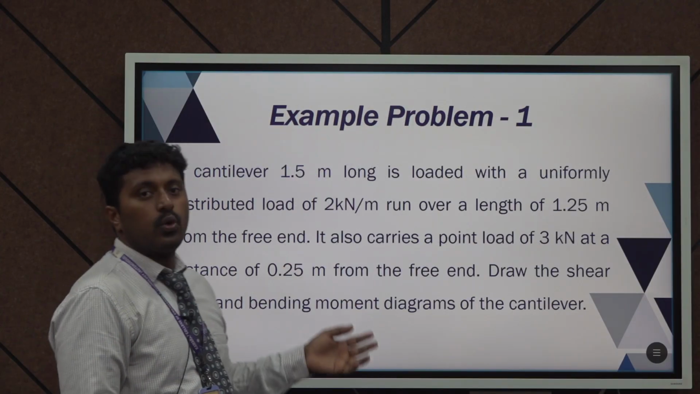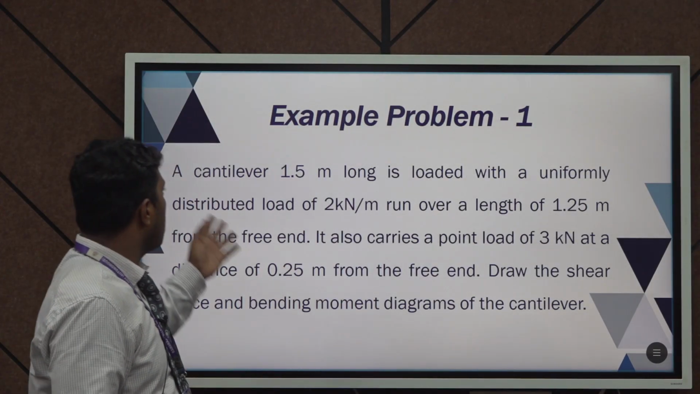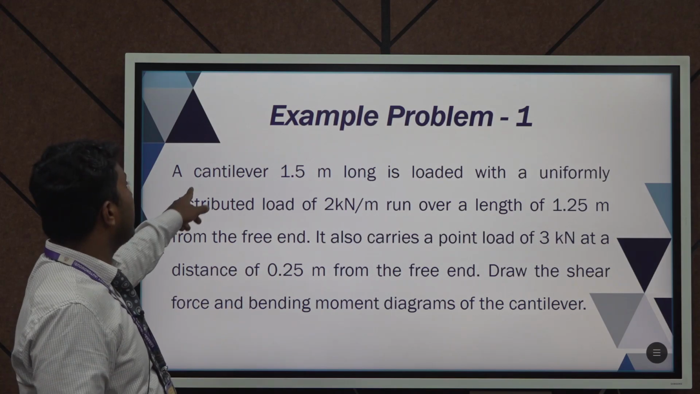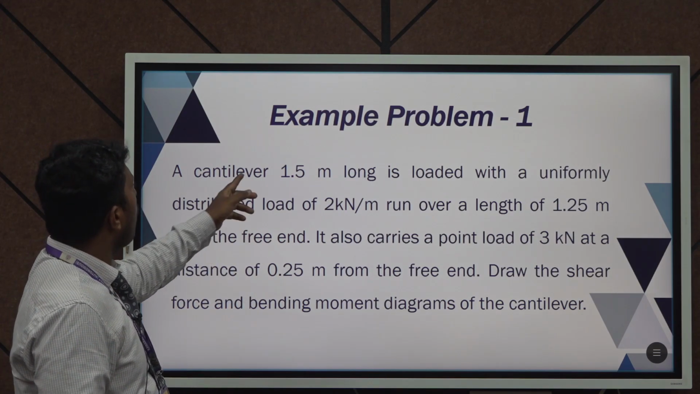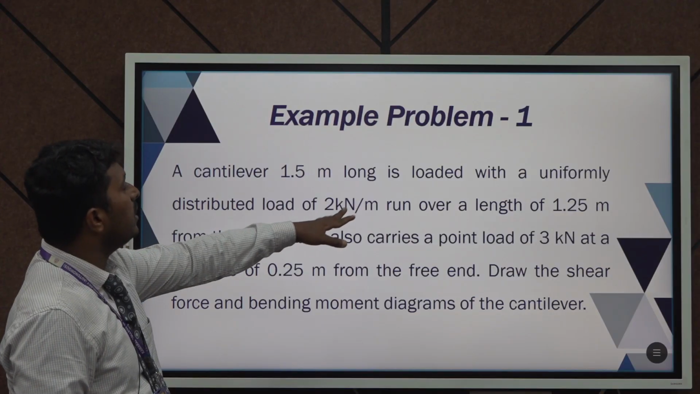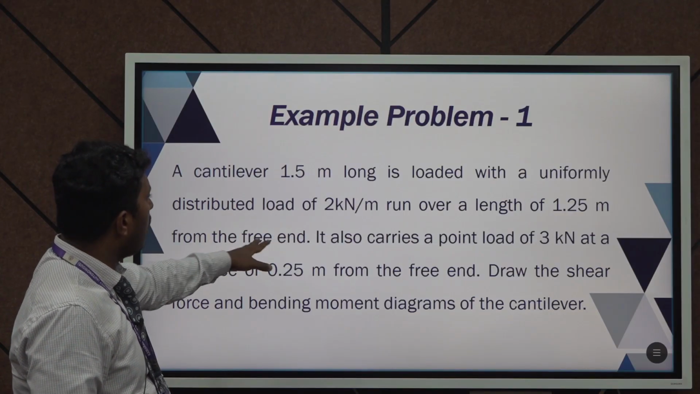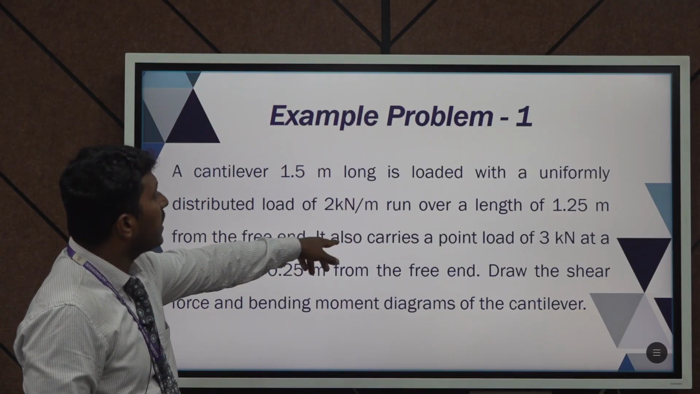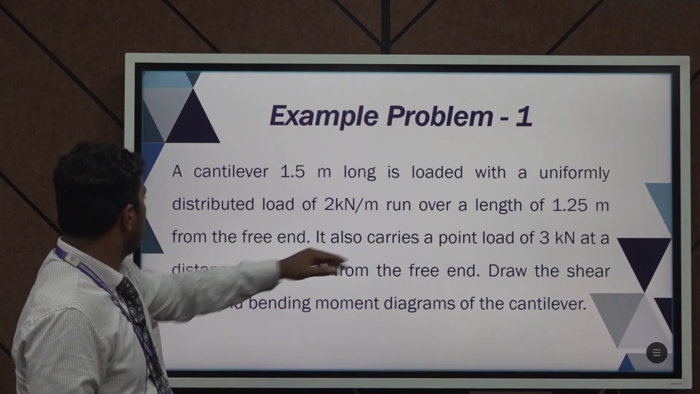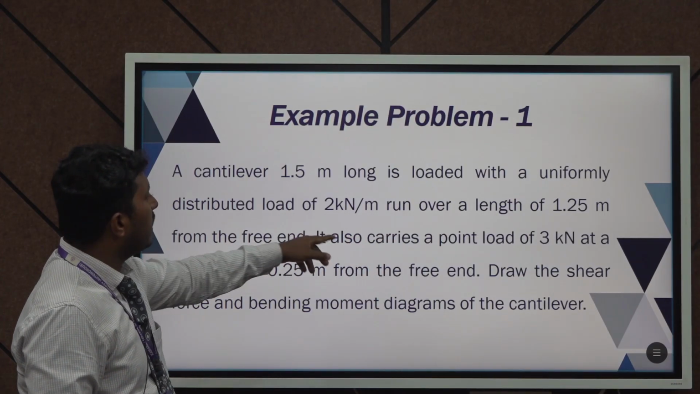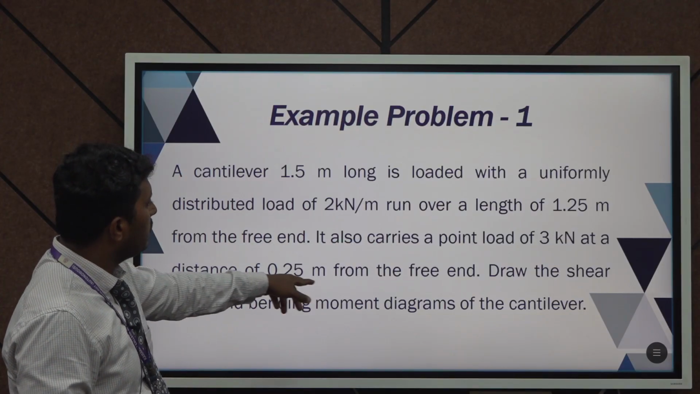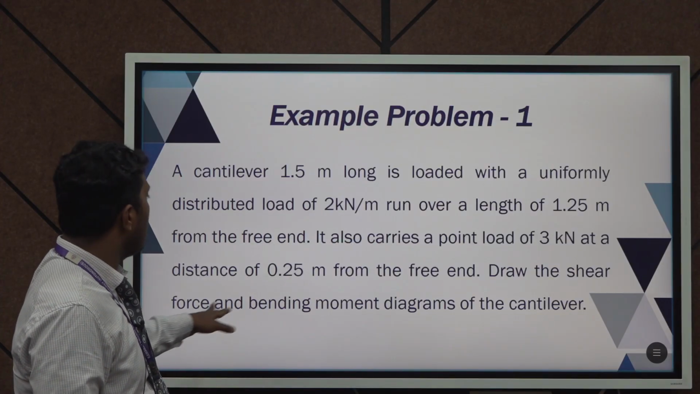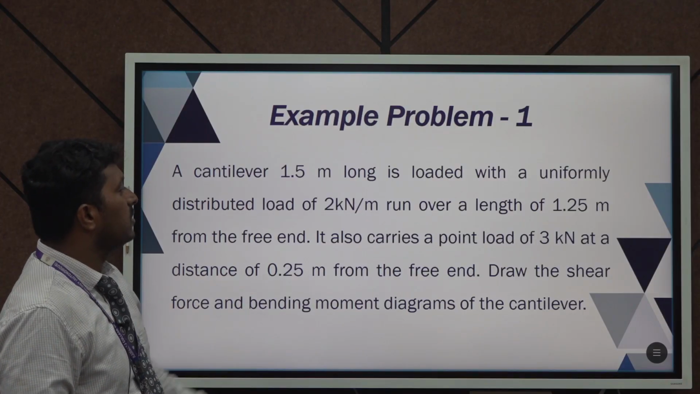So, we will start with one example problem. This problem is based on a cantilever beam. The problem statement is: a cantilever 1.5 meter long is loaded with a UDL, uniformly distributed load, of 2 kilonewton per meter run over a length of 1.25 meter from the free end. It also carries a point load of 3 kilonewton at a distance of 0.25 meter from the free end. Draw the shear force and bending moment diagram for the cantilever.